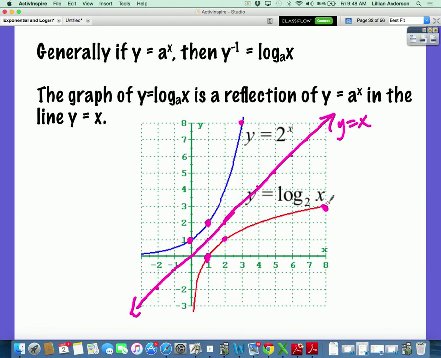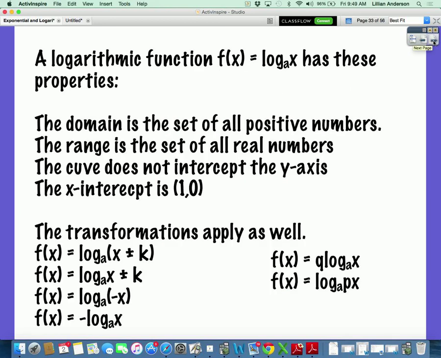What's the range of your original exponential function? All positive numbers, 0 to infinity. Is 0 included? No, it's not. So 0 to infinity would be the what for the inverse? The domain. And you see that right here. It looks like it's getting closer and closer to the y-axis, but never crossing or touching. All of the features of the exponential function are flipped for your logarithmic function.